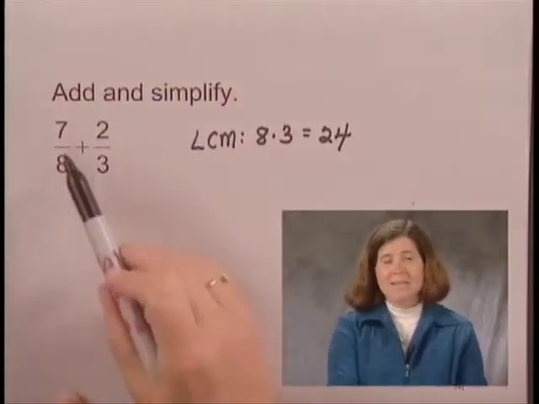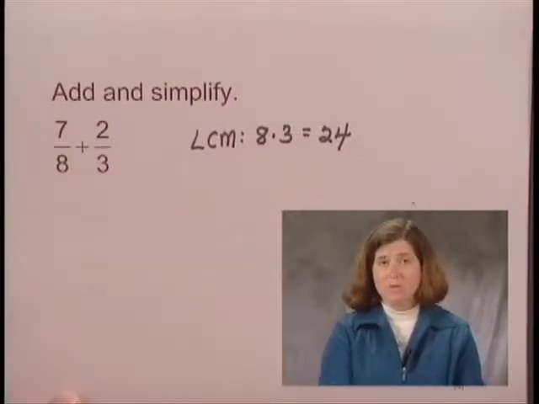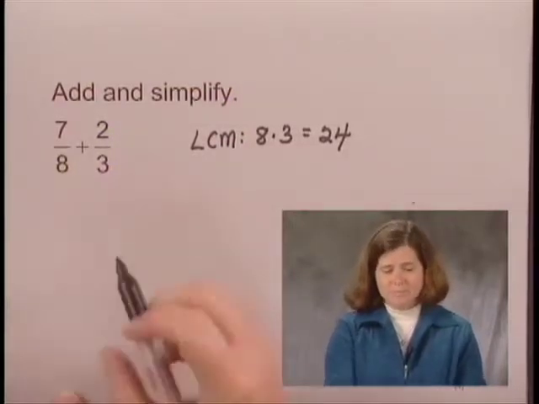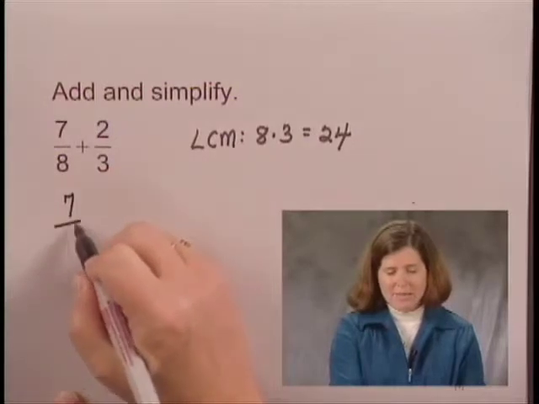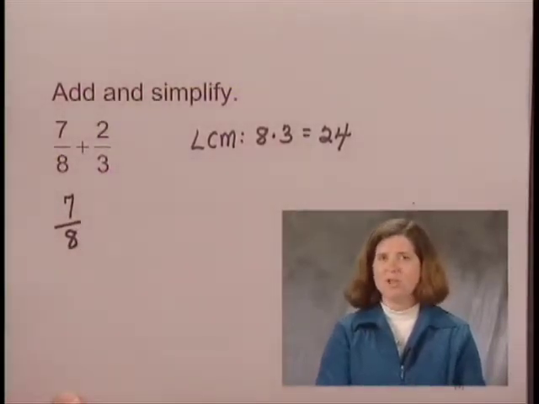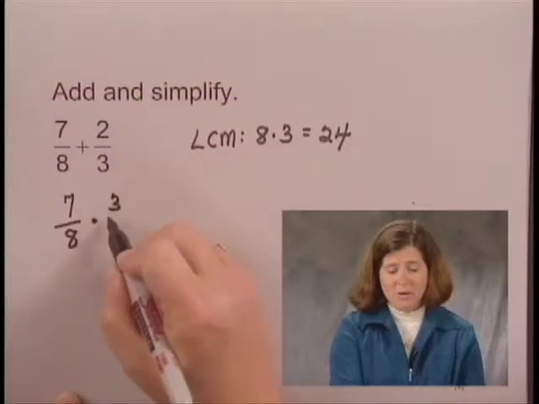So I want to write 7/8 with a denominator of 24, and I want to write 2/3 with a denominator of 24. In order to do that, I'm going to multiply 7/8 times 1. And so I'm not going to change the value of the fraction, but I'm going to choose a number for 1 that will give me a denominator of 24. And that form of 1 is 3/3.